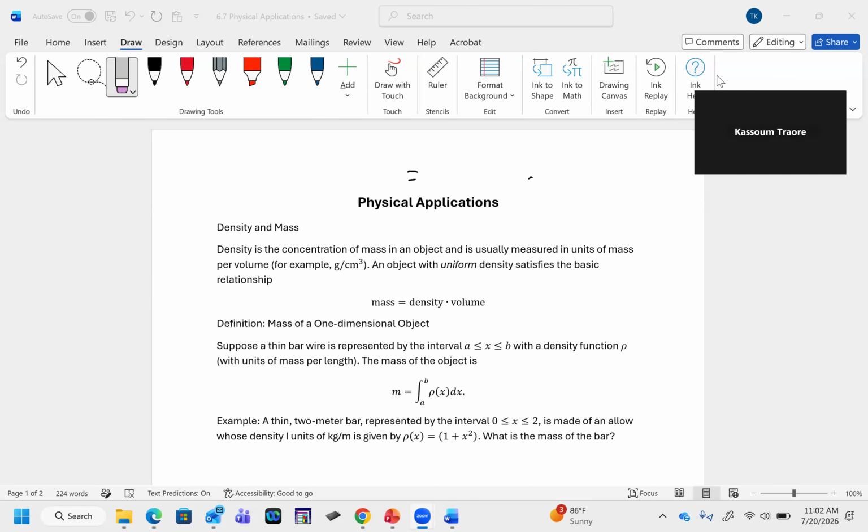So in this section, we'll talk about application of integration, okay? Physical application. So density and mass. Density is the concentration of mass in an object and is usually measured in units of mass per volume. For example, gram per centimeter cube.